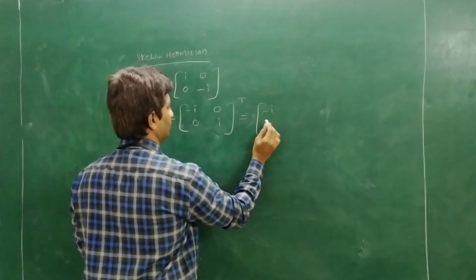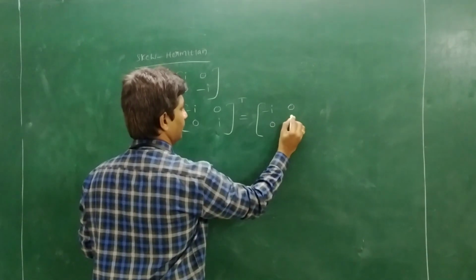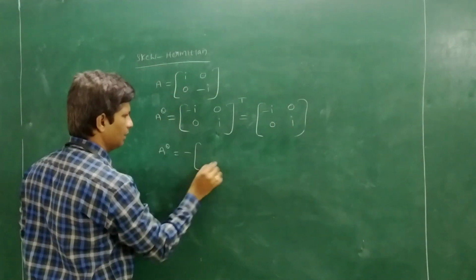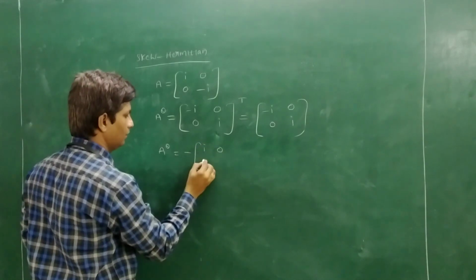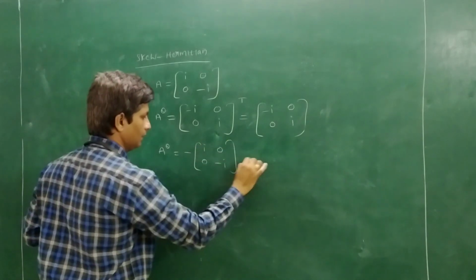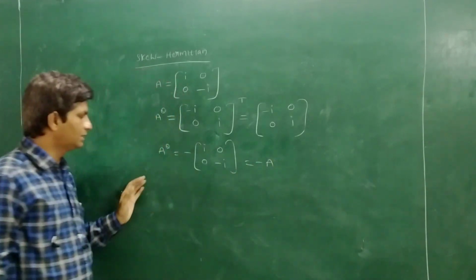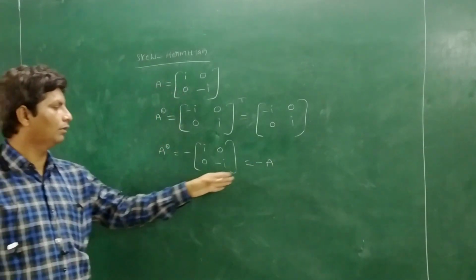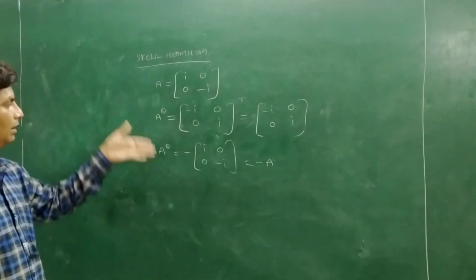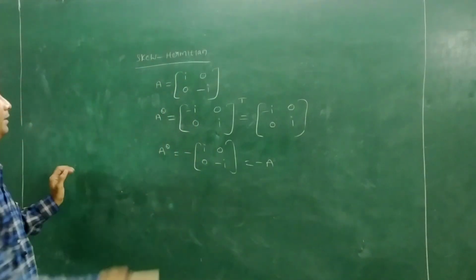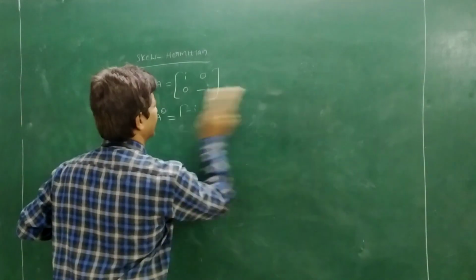So this is A power theta transpose. Minus I, 0, 0. Now this is A power theta. You take minus 1 here. This is I, 0, 0, minus I. This is obviously what we had taken as A. So this is minus A. Since we got A power theta equal to minus A, this is called a skew Hermitian matrix. So this is the example of skew Hermitian. Right. Next.